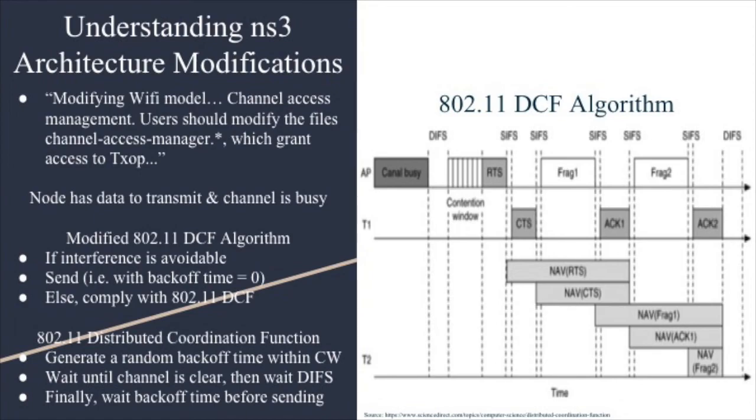If we find that the interference is unavoidable, then we comply with 802.11 DCF, which is reproduced at the bottom of the slide, where we will generate a random backoff time within our contention window. We'll wait until the channel is clear, then wait a DIFS, which is a DCF interframe space, and then finally, we will wait our backoff time within the following contention window before we transmit. And of course, that procedure is only followed assuming that that entire time no new transmitter tries to access the medium.